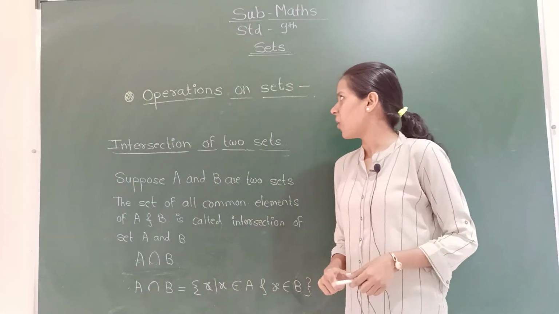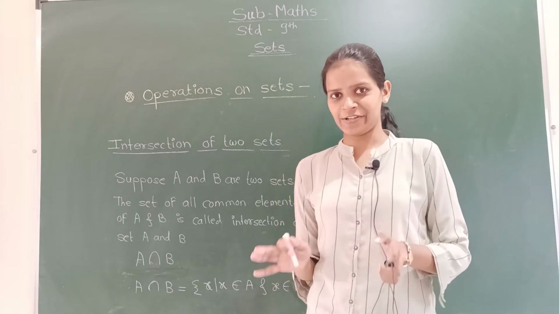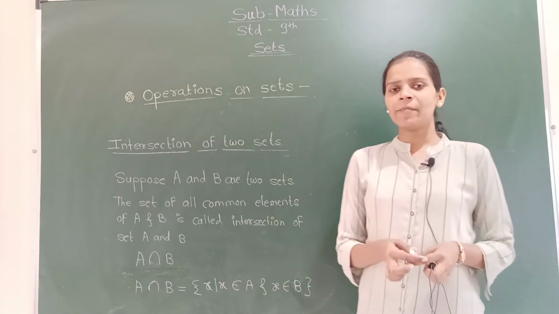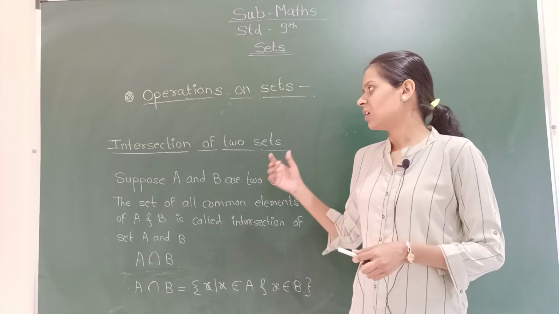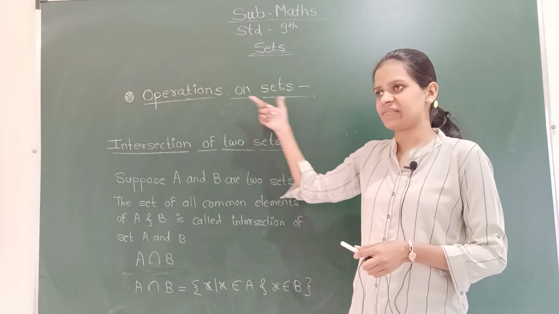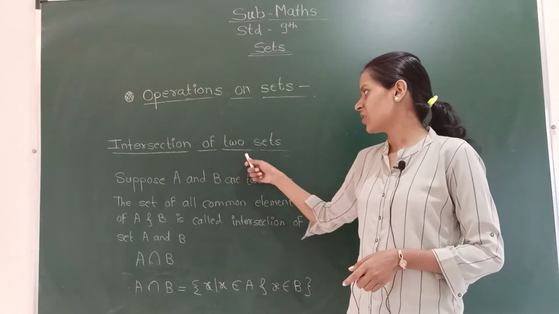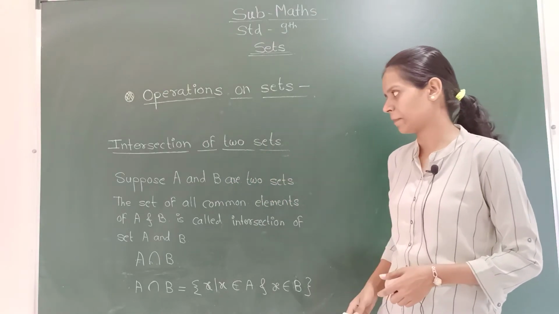Today we will start operations on sets. Don't be reminded of surgical operations or anything like that. Operations on sets means there are particular things or small elements in sets, which are named operations on sets. Intersection of two sets is the first point of operations on sets.